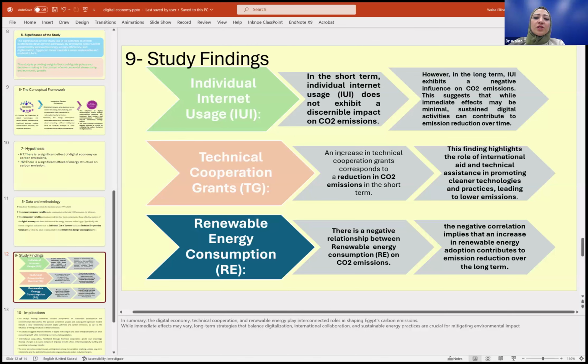The second one, technical cooperation grants. An increase in technical cooperation grants corresponds to a reduction in carbon emissions in the short term. This finding reflects the role of international aid and technical assistance in promoting cleaner technology and practices leading to lower emissions. The third one, renewable energy consumption. There is a negative relationship between renewable energy consumption and carbon emission. The negative correlation implies that an increase in renewable energy adoption contributes to emission reduction over the long term.